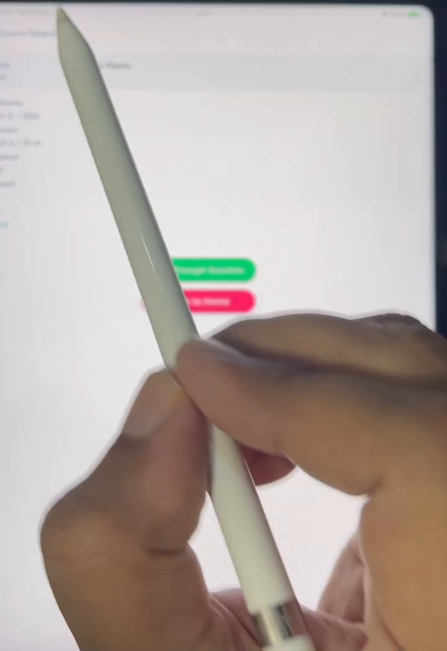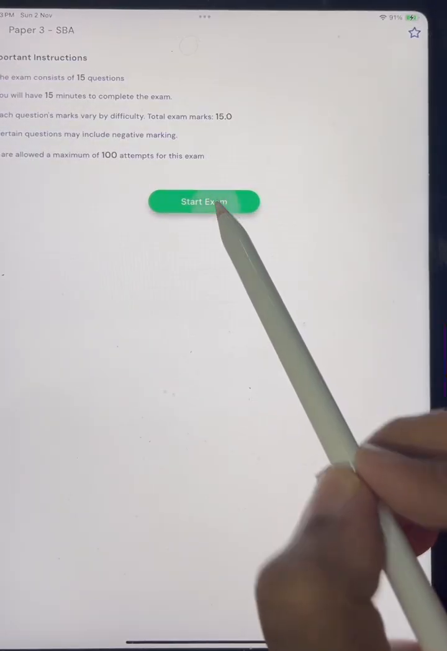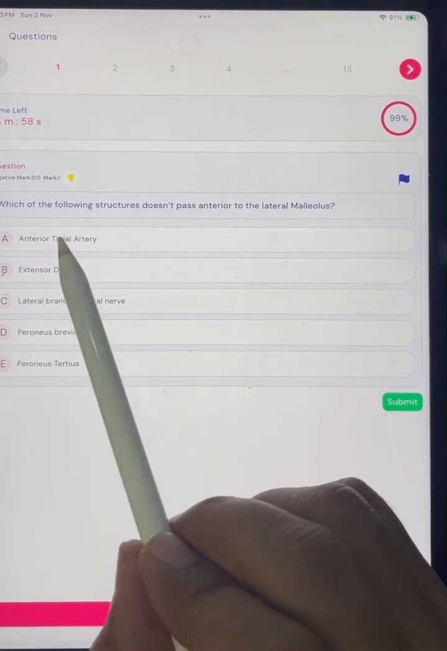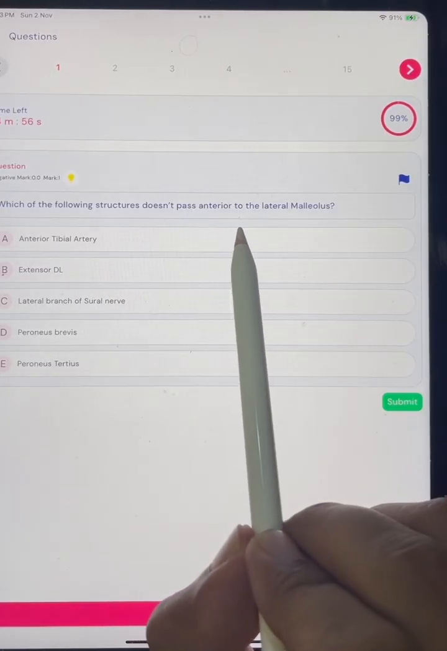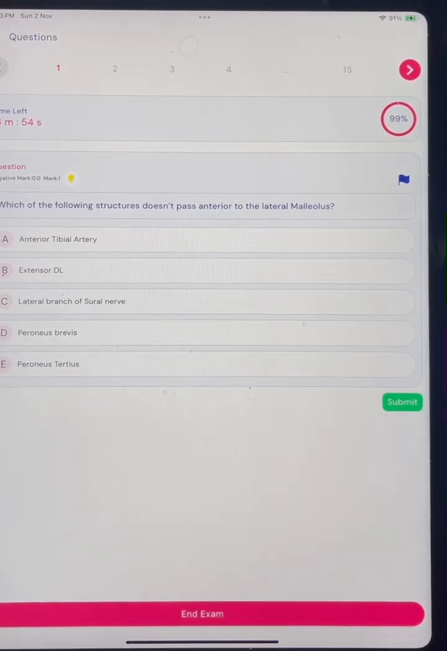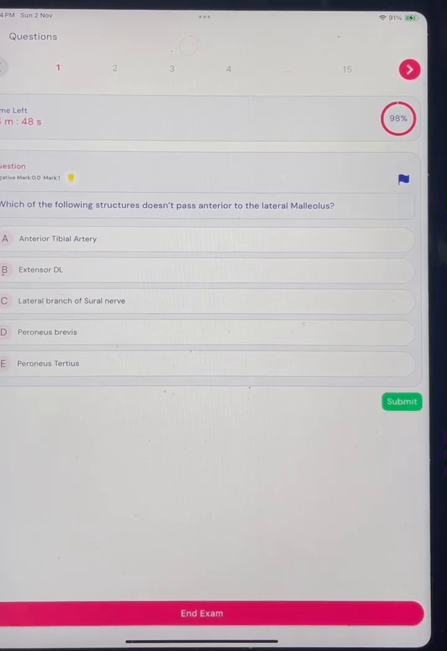Okay, let's go for the third exam. Start. Which of the following structures doesn't pass anterior to the lateral malleolus? So this is the lateral malleolus. Peroneus tertius, peroneus brevis, peroneus tertius.